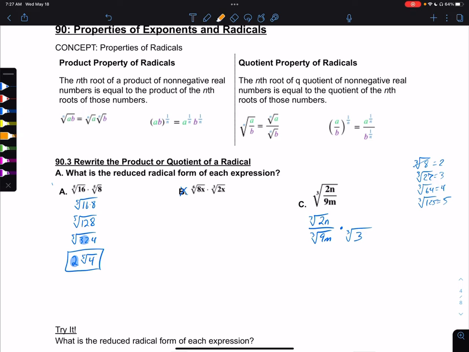I also need to do the same thing for the m. I need the m, basically the exponent, to be divisible by that 3 out there. So right now, I have an m to the first power. If I need m cubed, I need to multiply by m squared, right? Because m times m squared is going to give me m cubed. And this is what I'm looking for, because that matches my index.